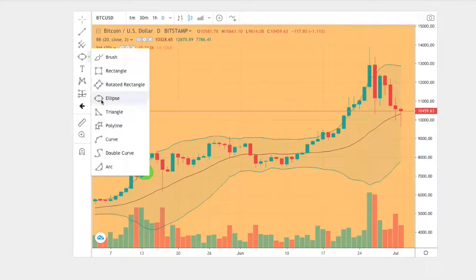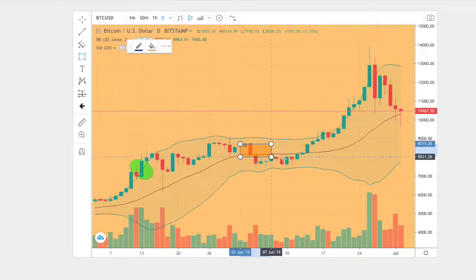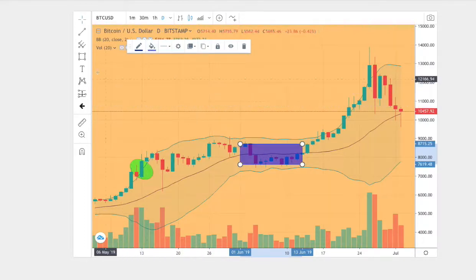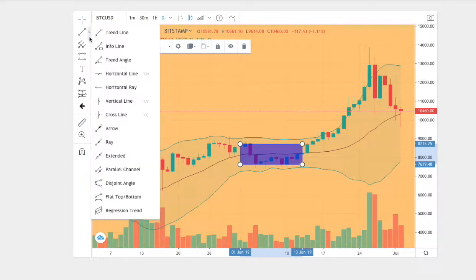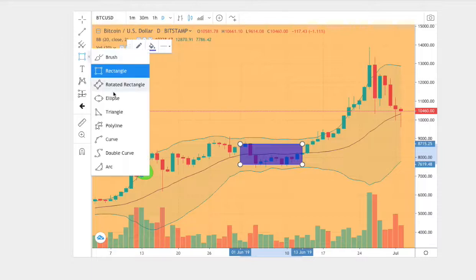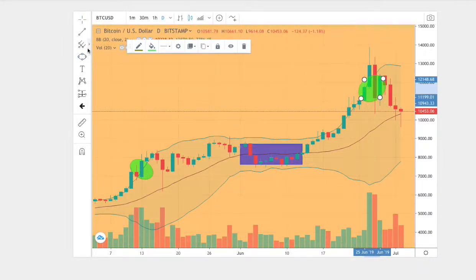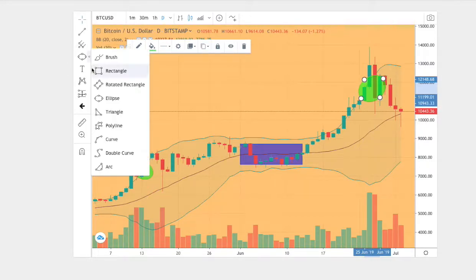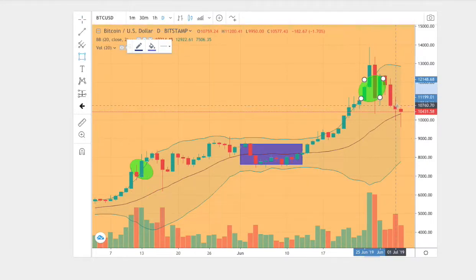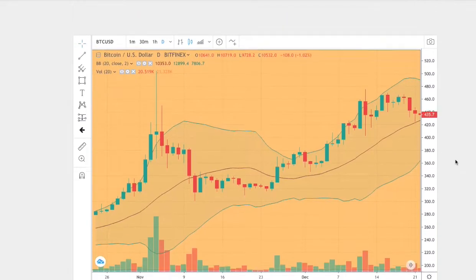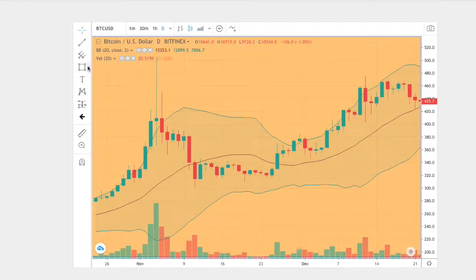And then we had reversion to the mean, touching the middle Bollinger Band right here. Then we proceeded to go on higher and touch the upper Bollinger Band once more. And then we found support back at the middle Bollinger Band again right here. On the trend in question right here, we start to see similar patterns.